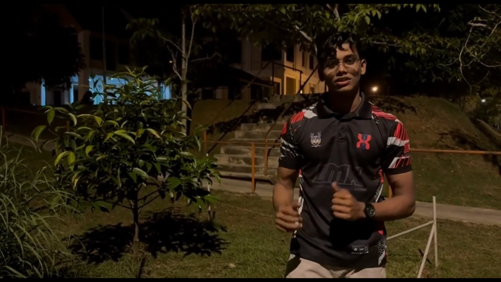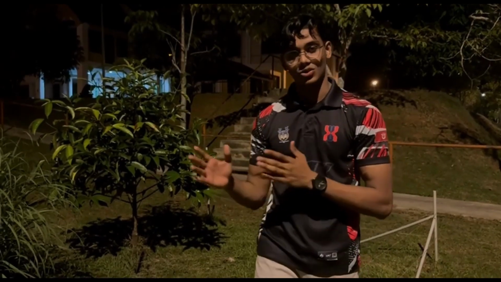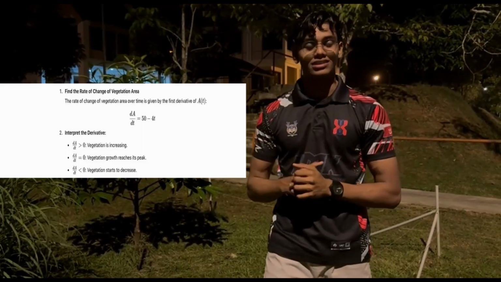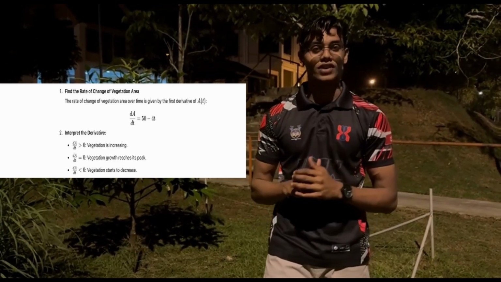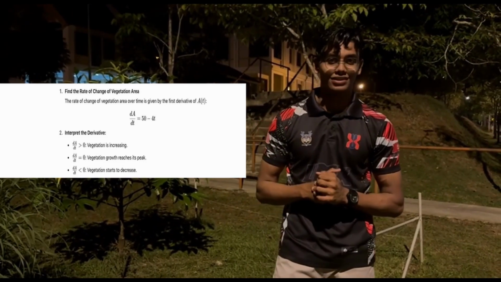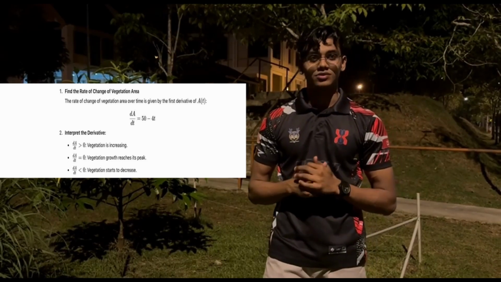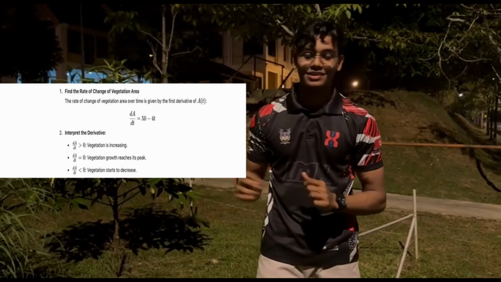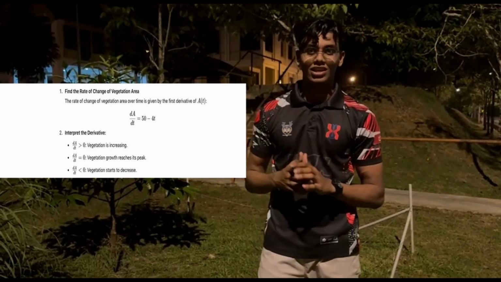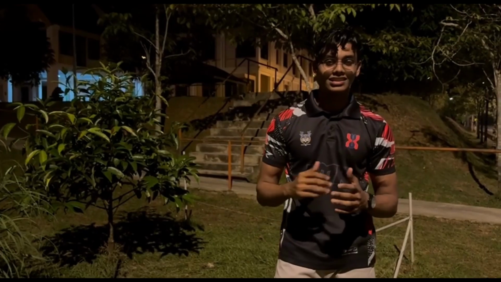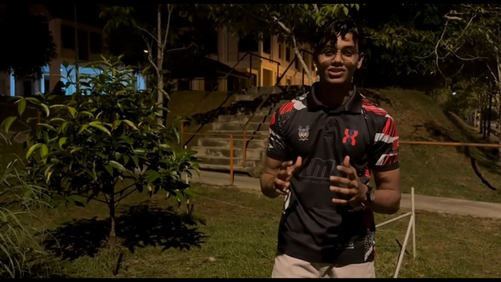As you can see, the formula for the growth rate is shown here. What could we do regarding this formula? Easy. First of all, we have to interpret this formula. How could we interpret it? It's very simple. When the growth rate is more than 0, it means the growth rate is increasing. When the growth rate equals 0, that means the growth rate has reached its peak. And when the growth rate is less than 0, that means the growth rate starts to decrease.